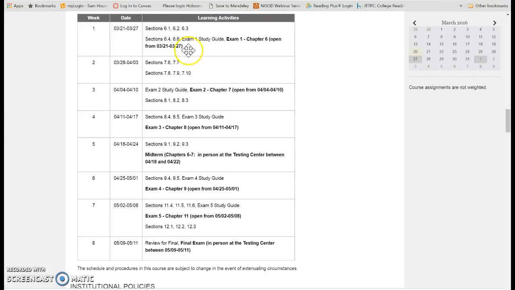Notice it has what openings we have for the various exams. Those are in bold. Has your midterm, again, it says it's in person. So most of your chapter exams are due by 11:59 p.m. on Sunday. Our testing centers are only open Monday through Friday. So the weeks of the midterm, you have Monday through Friday to take it. For your final, you have Monday, Tuesday, and Wednesday to take it.